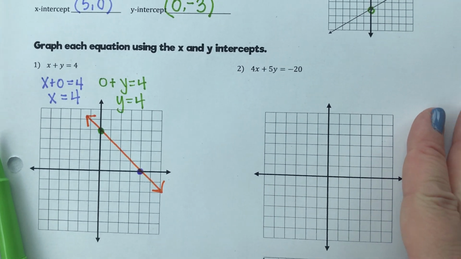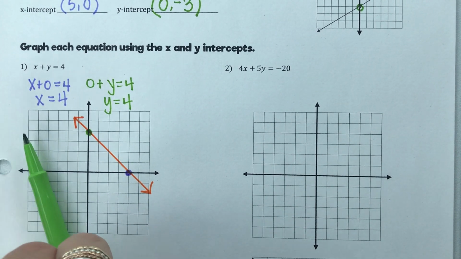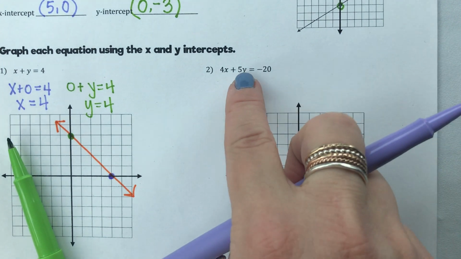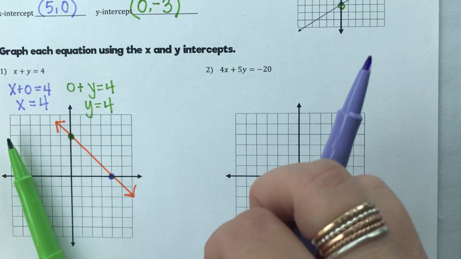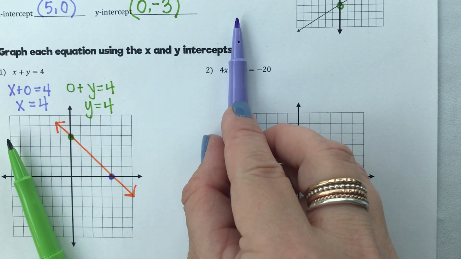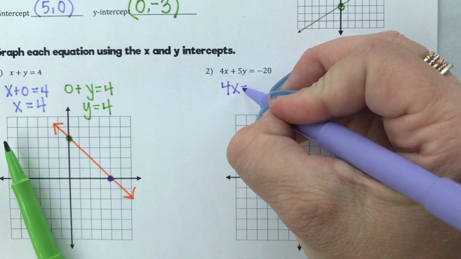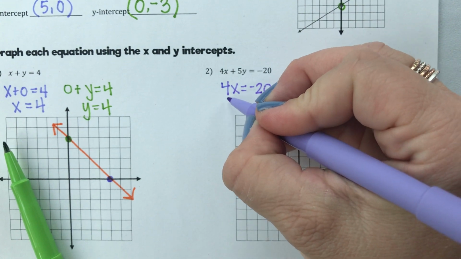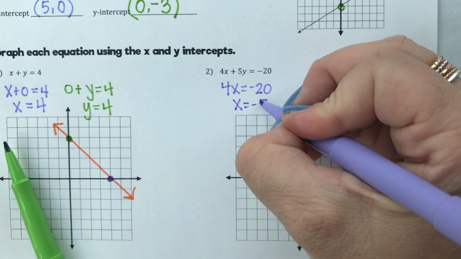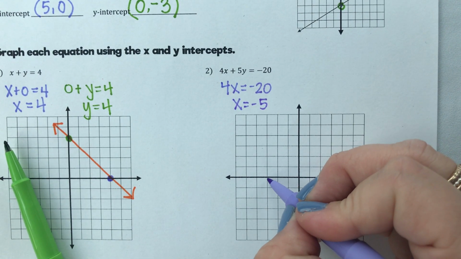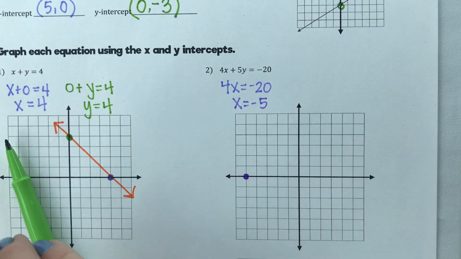Okay, so let's look at number 2. When I find the x-intercept, y is 0. So it's almost like this part right here just goes away because 5 times 0 is 0. So 4x would be -20. So I would divide by 4 to get x is -5: -1, 2, 3, 4, 5.